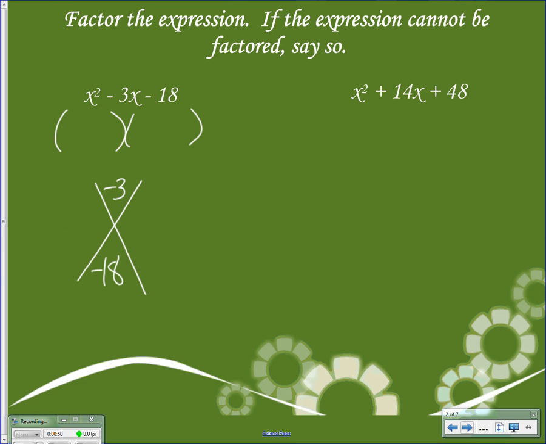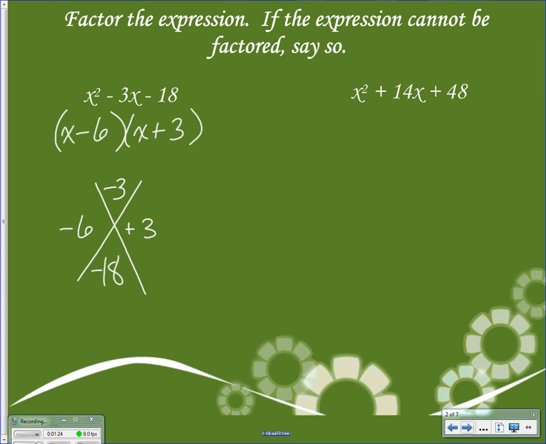I think that would be negative 6 and positive 3. Negative 6 times 3 is negative 18, and negative 6 plus 3 is negative 3. Once we have this figured out, our factors, and it matches the top and the bottom, we just put it inside our factors, x minus 6 and x plus 3. And there is our trinomial factored into our factored form.